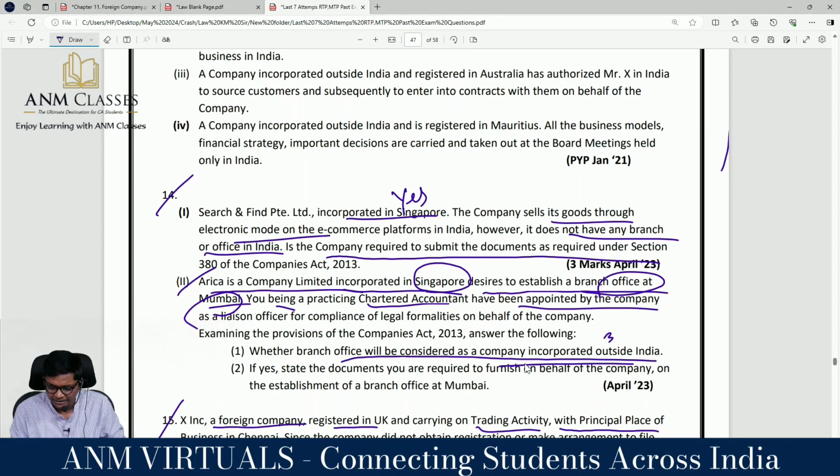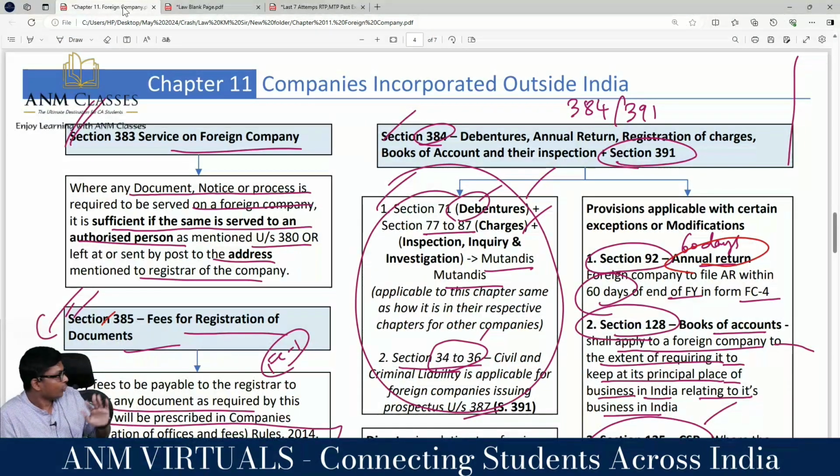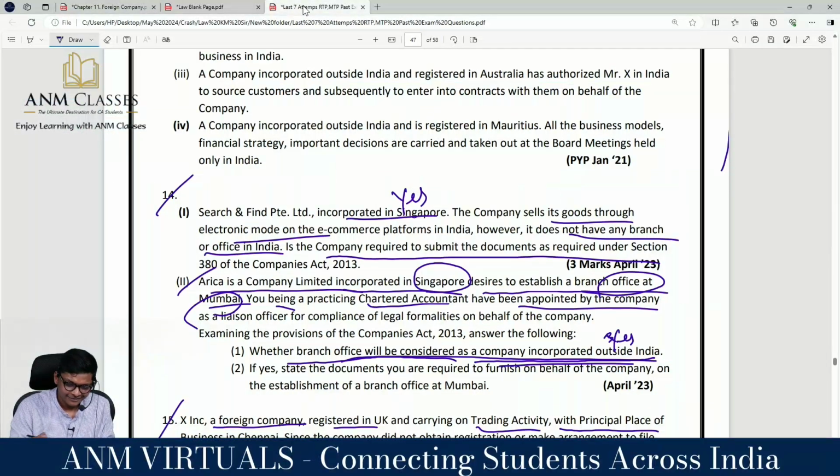Whether the branch office can be considered a company incorporated outside India? Yes. Is it a foreign company? He is asking, is it a foreign company? What is this chapter called? Company incorporated outside India. Are you following, guys? See how he is testing. The chapter name is company incorporated outside India.